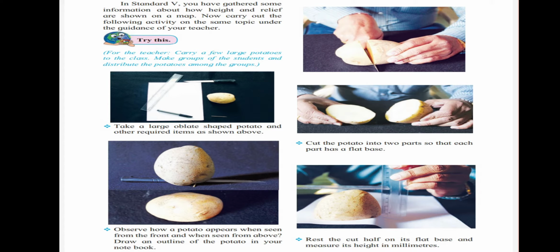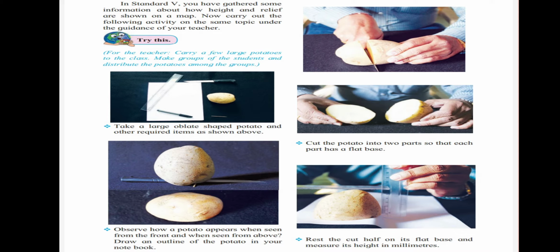Here is one activity given to you. Take one potato. Do you know potato? Every one of you eats it. Then cut that potato into two parts as shown in the figure. Then put it flat on the page and see it carefully. It looks like a mountain, doesn't it?